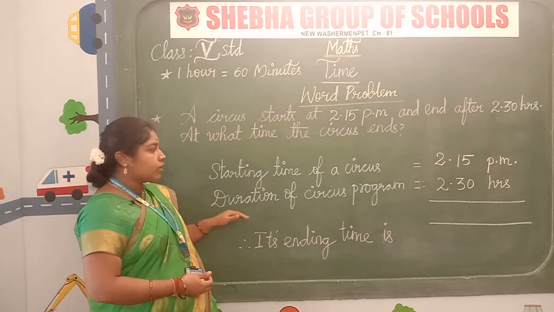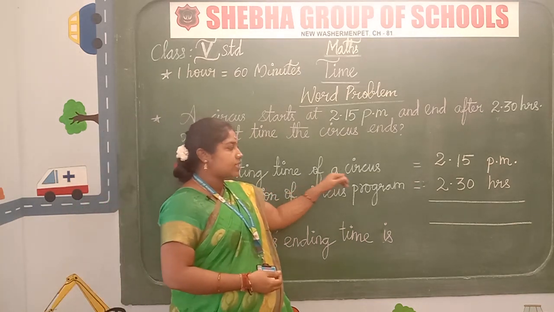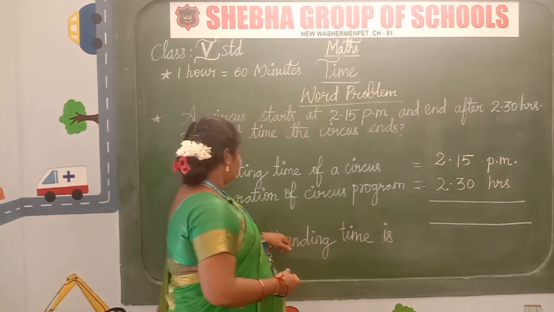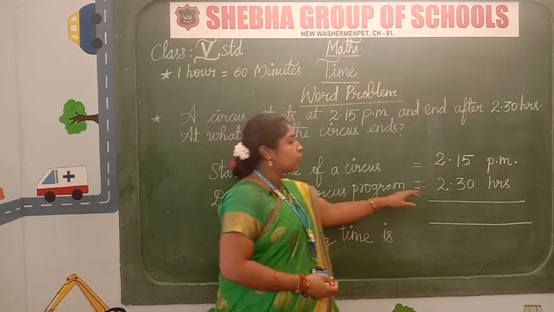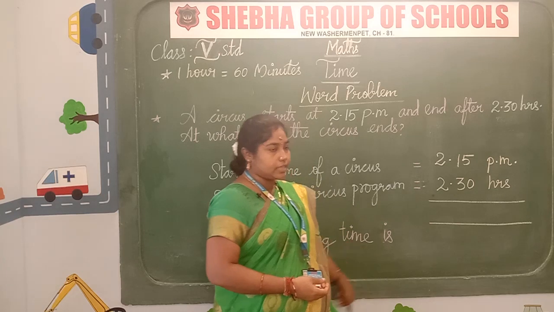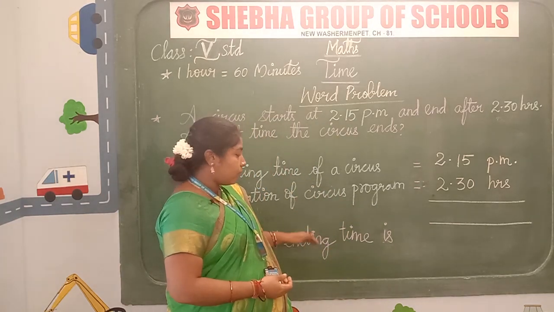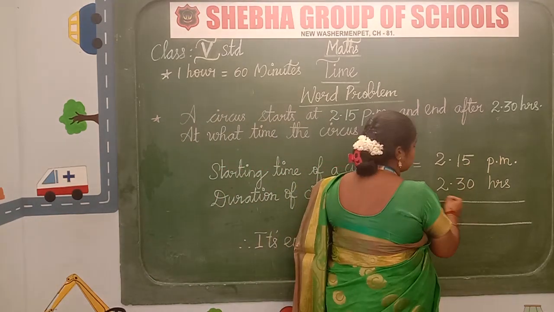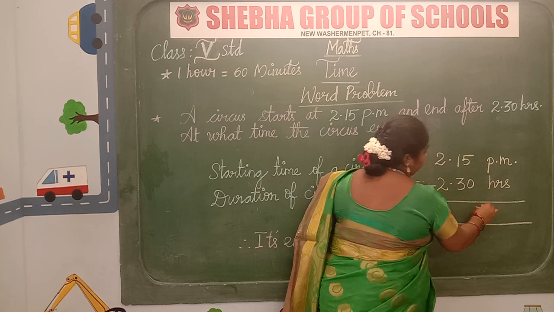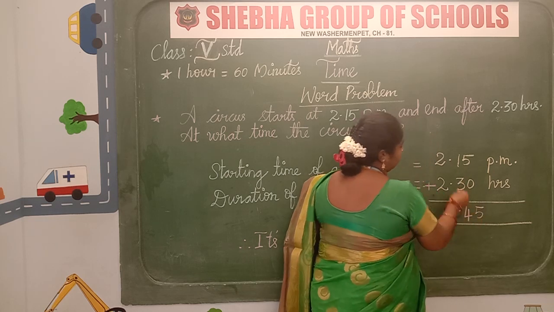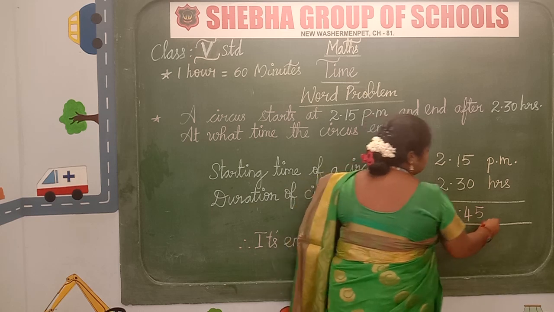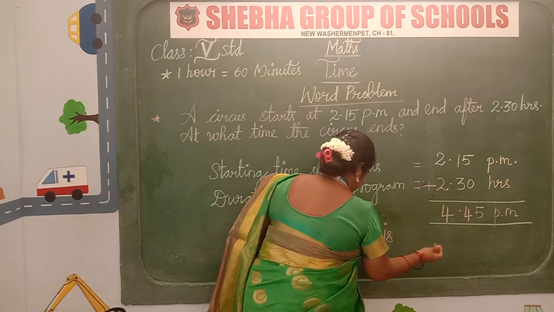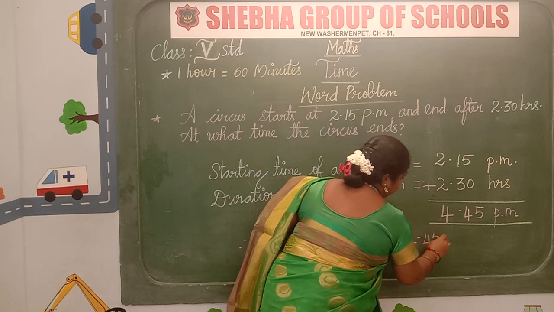So I help you with the statement. Starting time of a circus is 2:15 p.m. So 2 hours 15 minutes. Duration taken for a program is 2 hours 30 minutes. Now we have to add. Then only we get the answer what time the circus ends. So 5 plus 0, children, 5. 1 plus 3, 4. 2 plus 2, 4. So we get the answer that the circus ends at 4:45 p.m.